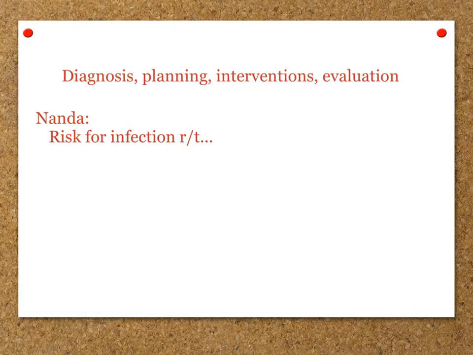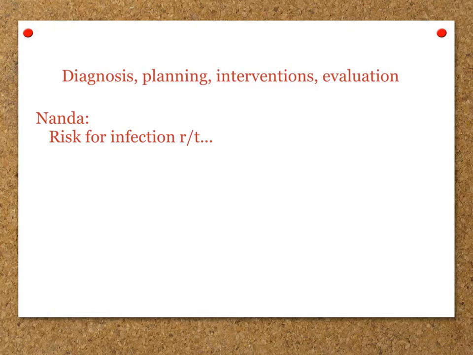We're really looking at patients who have increased risk factors. For example, risk for infection related to presence of urinary catheter, risk for infection related to surgical procedure, risk for infection related to poor nutrition, on and on. But we would target the related to factor in our interventions.